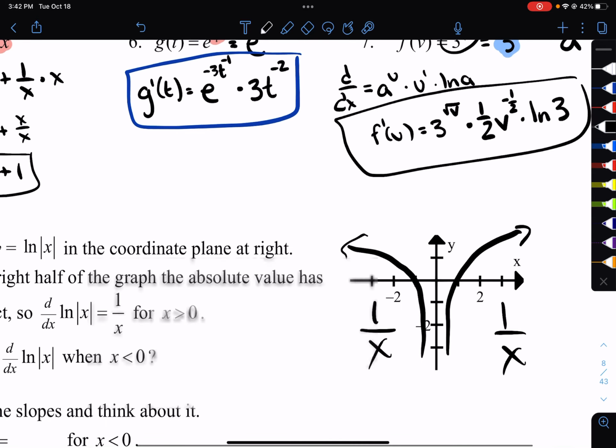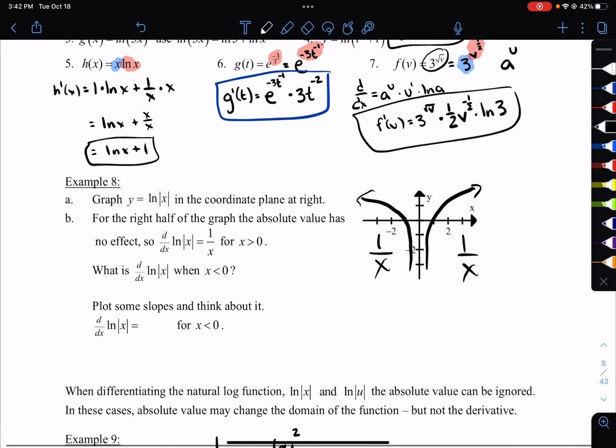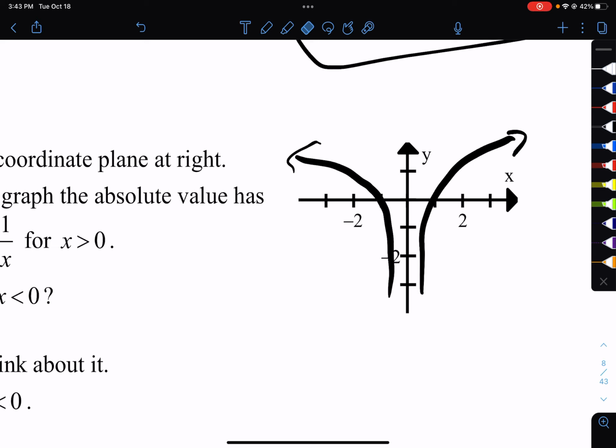All right, moving on. More examples. Example number 8 wants me to graph this absolute value function. Well, it wants me to graph the natural log of the absolute value of x. So if you graph that on your calculator, you're going to get this picture. And what it's saying is if y equals the natural log of the absolute value of x, then when I take y prime, I can ignore the absolute value signs. y prime is just going to be 1 over x.